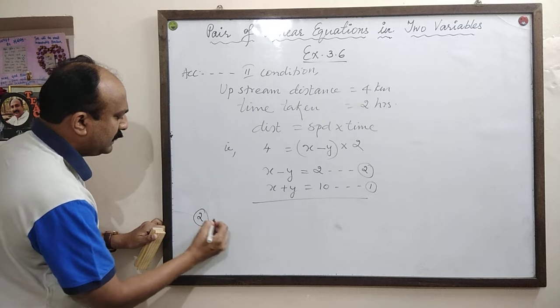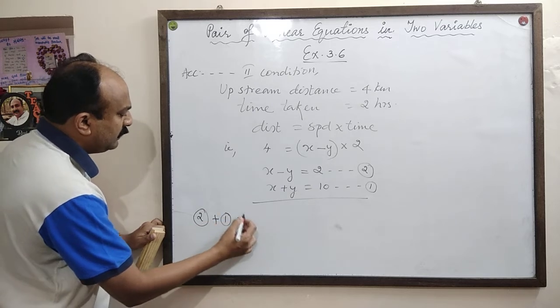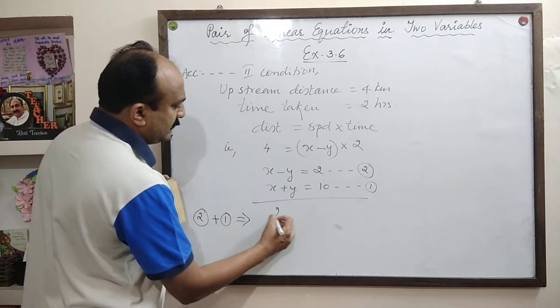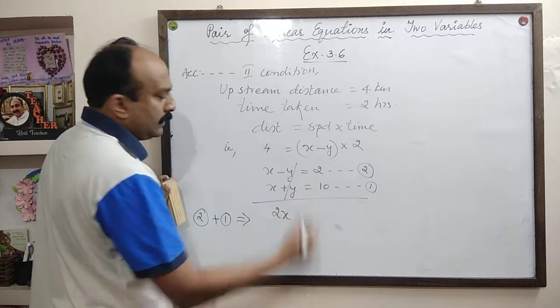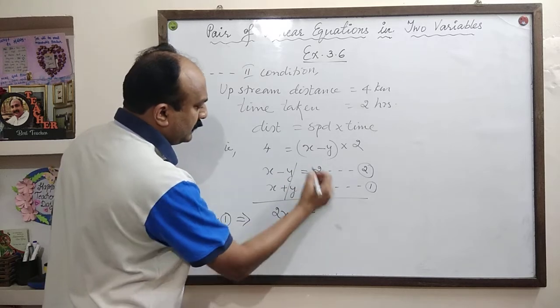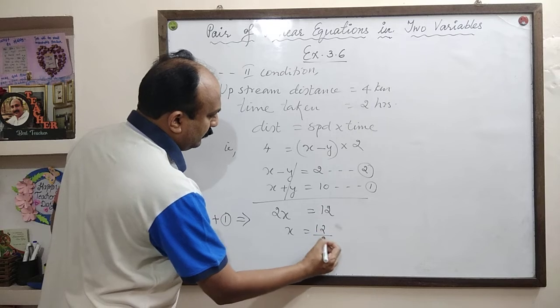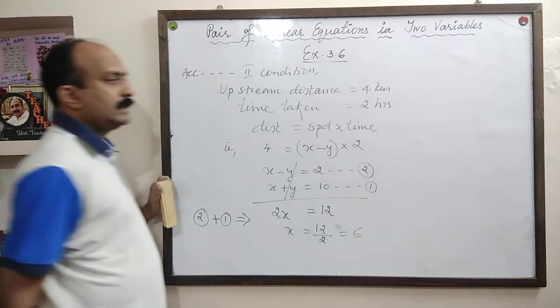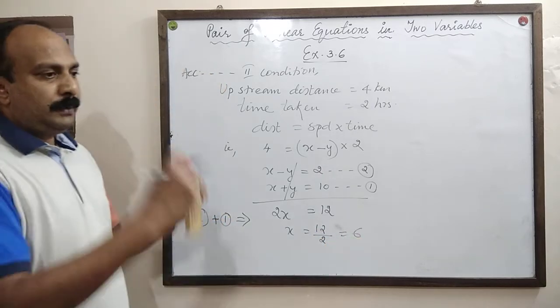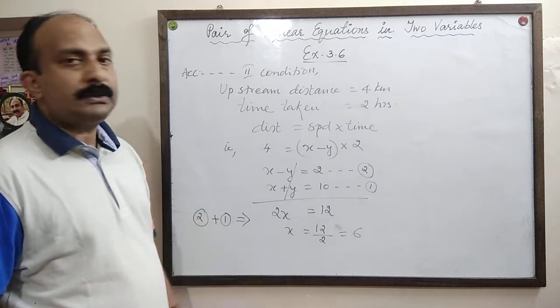So let us add equation 2 plus equation 1. It gives x plus x, 2x. Minus y plus y got cancelled. 10 plus 2, 12. x is equal to 12 upon 2, equal to 6. That is, speed of rowing in still water is equal to 6.